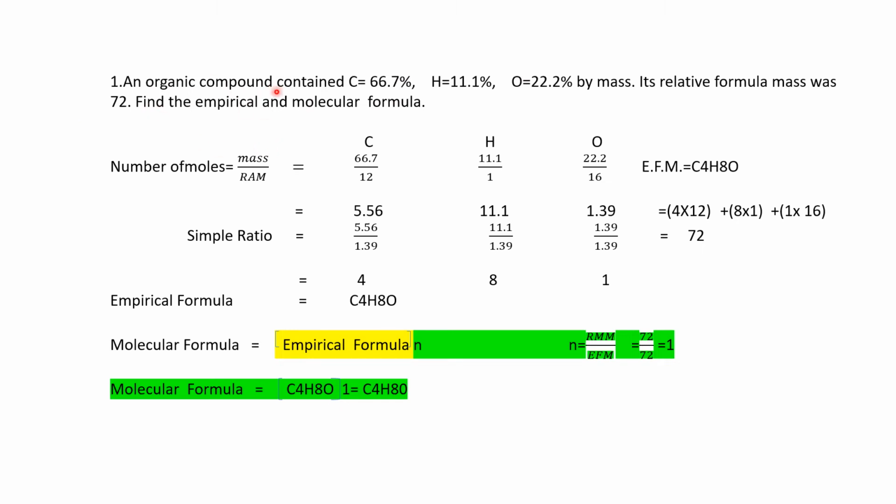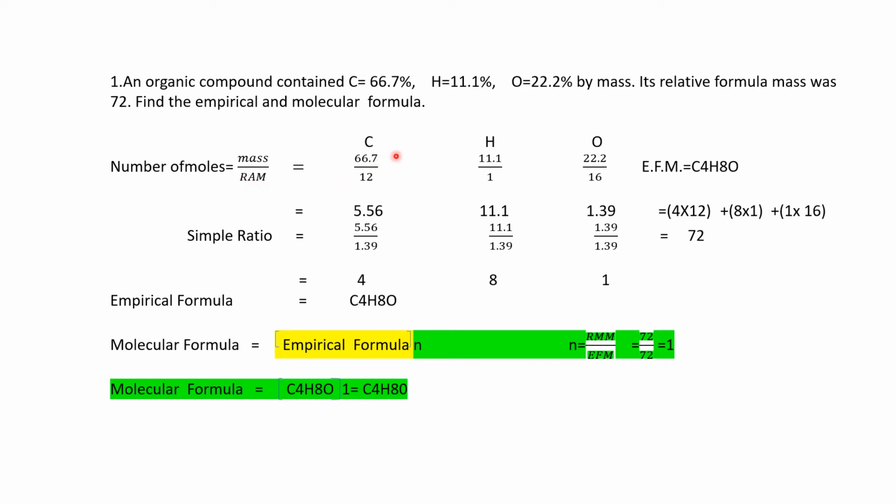Bismillahirrahmanirrahim. We have an organic compound which contains carbon 66.7% by mass, hydrogen 11.1%, and oxygen 22.2% by mass. Having known the masses of carbon, hydrogen, and oxygen, we have to find the number of moles of each of the elements. Number of moles is equal to mass divided by relative atomic mass of that particular element.